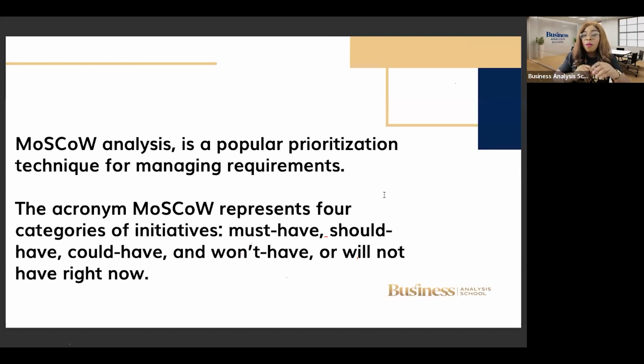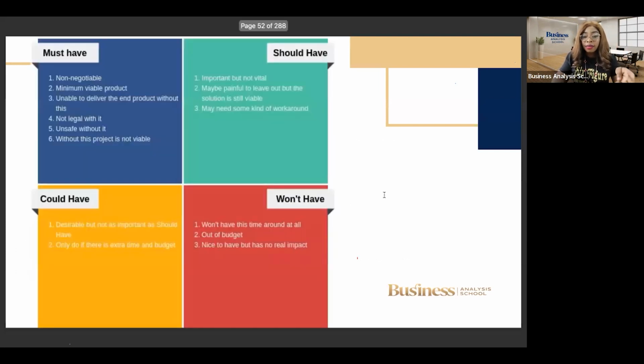So the acronym for MoSCoW really represents 4 categories: the must have, the should have, the could have, and the won't have, or will not have right now. So when we're looking at our requirements, we need to prioritize them based off of these 4 criteria.